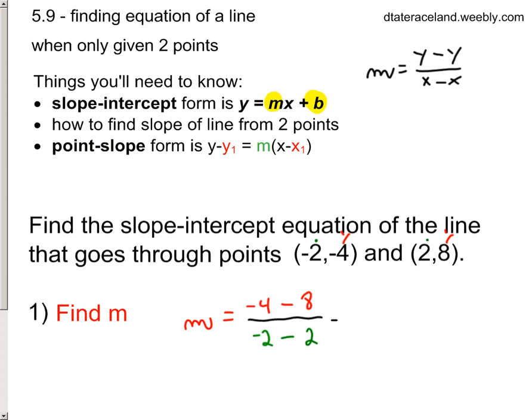Go through and complete your subtraction. -12 divided by -4 is +3. So we found success. Our m is +3. And I'm going to circle that right there and make a note so that way I won't forget it. Let's go on down to our second step.